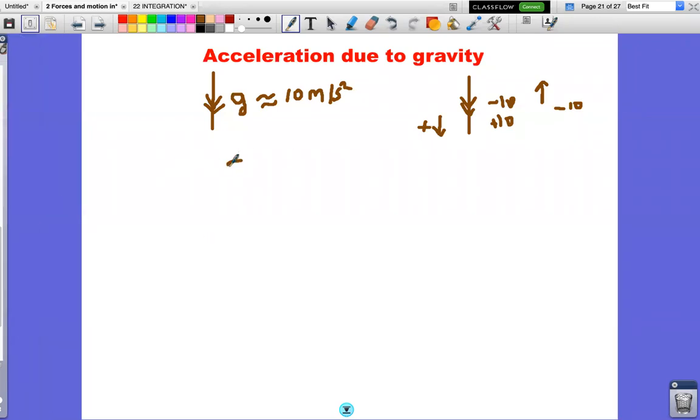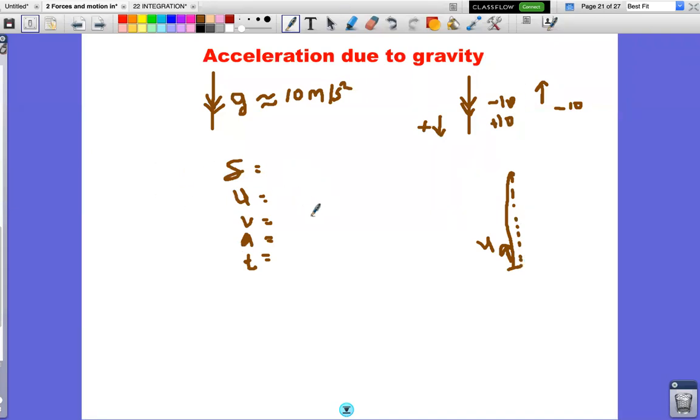So you'll still be using your SUVAT equations to solve problems. So always remember that if, say, you throw an object in the air, let's say it is thrown up with some speed, u, and you are asked to find, say, the time it comes back here.